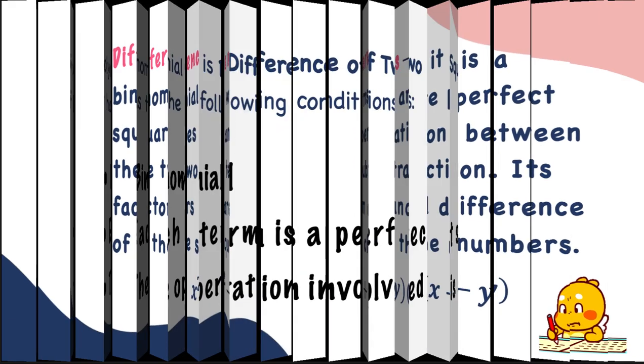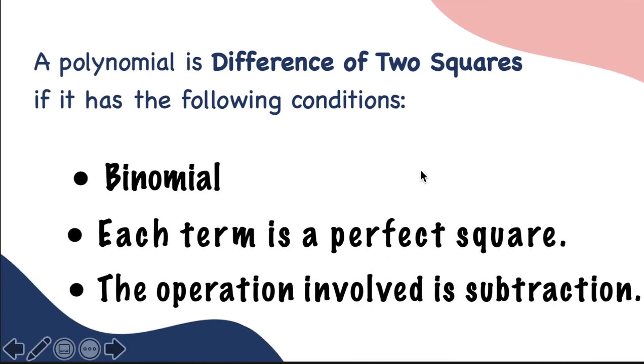Next. A polynomial is a difference of two squares if: I just modified the definition a while ago so that you can easily remember it. Number one, it should be a binomial. Number two, each term is a perfect square. So both of the terms should be perfect squares. That's why, for our recall, we identify whether the expression is a perfect square or not. And lastly, the operation involved should be subtraction.